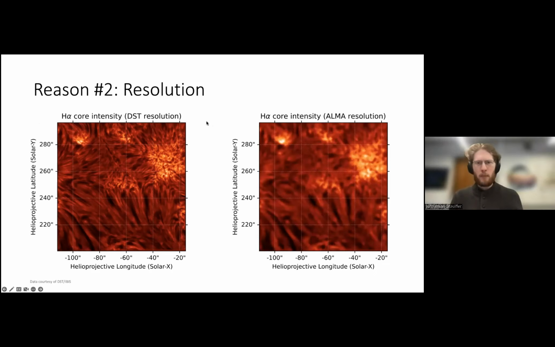And now you can compare that to the same image degraded to ALMA's resolution at 3 millimeters, and that's much, much better. So you still lose some of the very fine spatial structure, but you can still make out most of the details, including these long elongated fibrils, we call them, that are originating from this plage region.